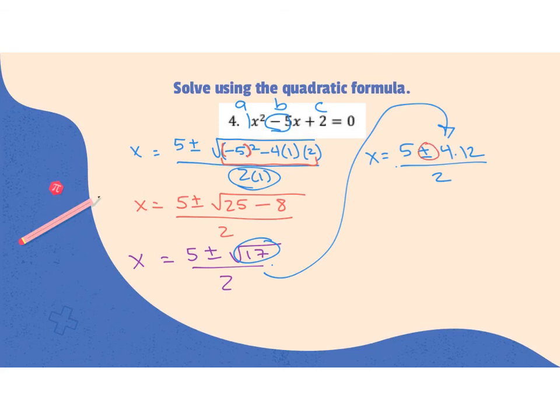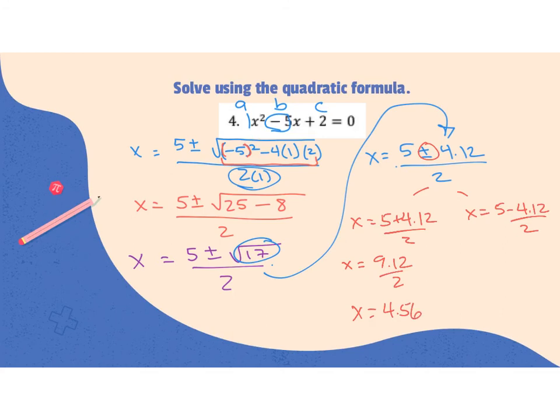So I'm going to split them apart into one plus and one minus. 5 plus 4.12 over 2, and 5 minus 4.12 over 2. So then that gives me x equals 9.12 over 2, and 9.12 divided by 2 is 4.56.